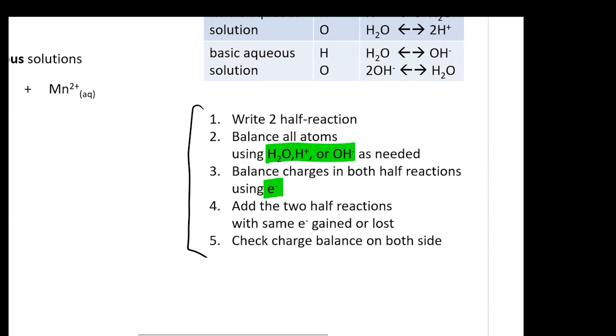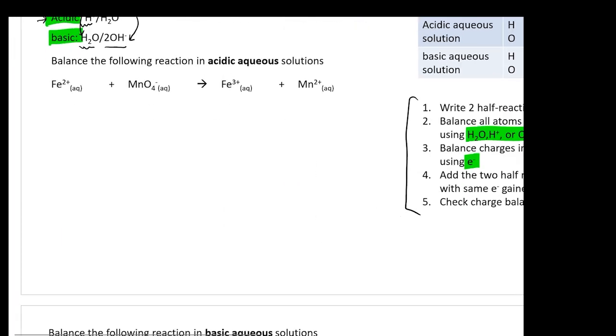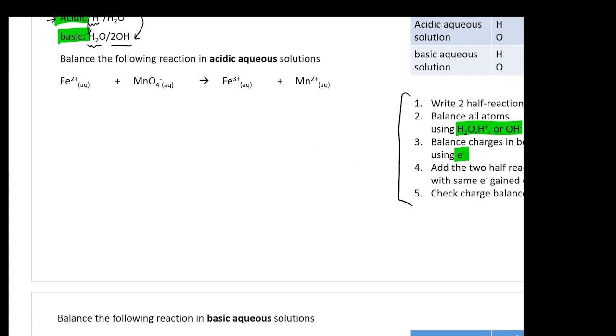It sounds very complicated, but I think if we do one example for you, then you will feel a lot more comfortable. Balance the following reaction in the acidic solution. When we say acidic solution, it means if you need protons, you use H+. If you need oxygens, you use H2O. So the first step is you want to write out the two half reactions. Again, you need to identify the oxidation number of each species first.